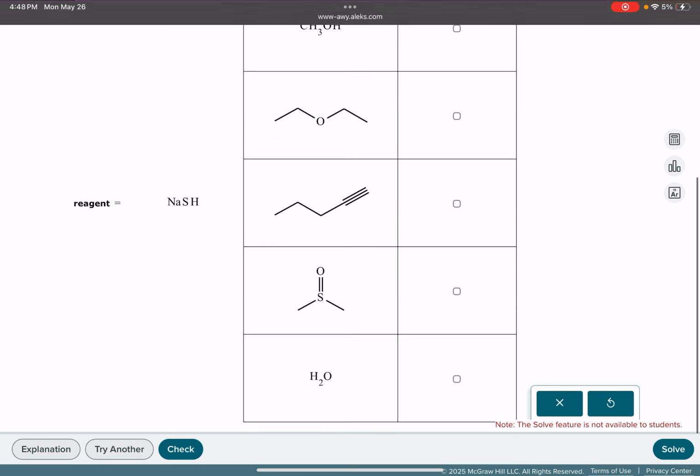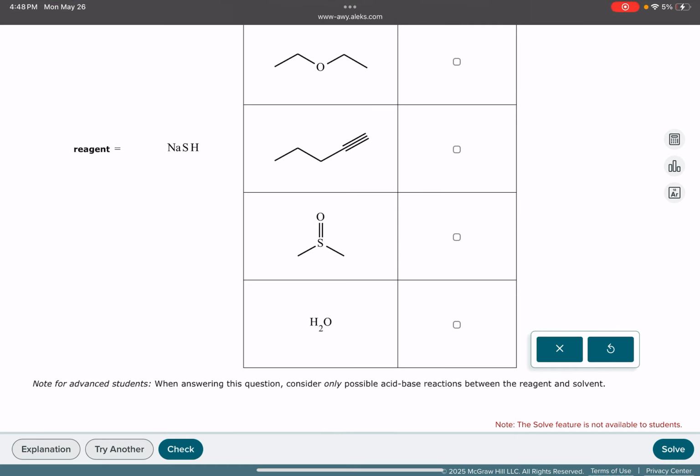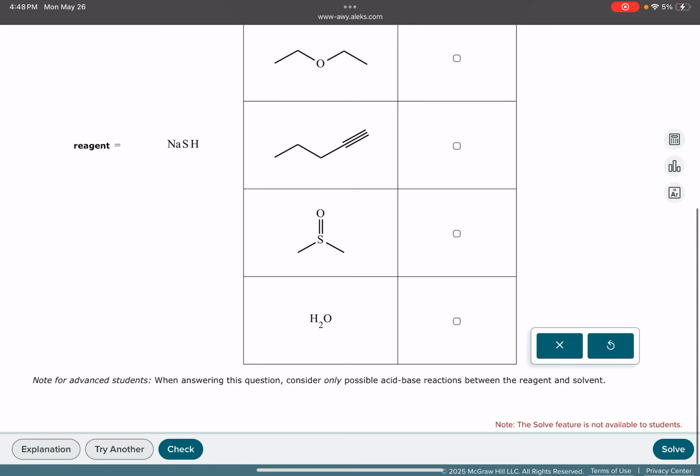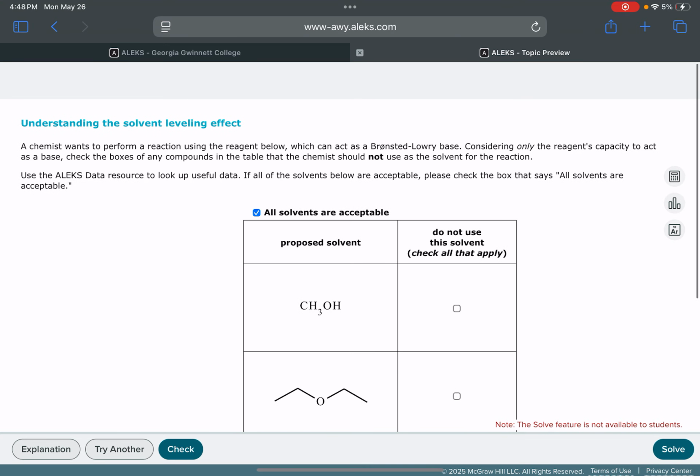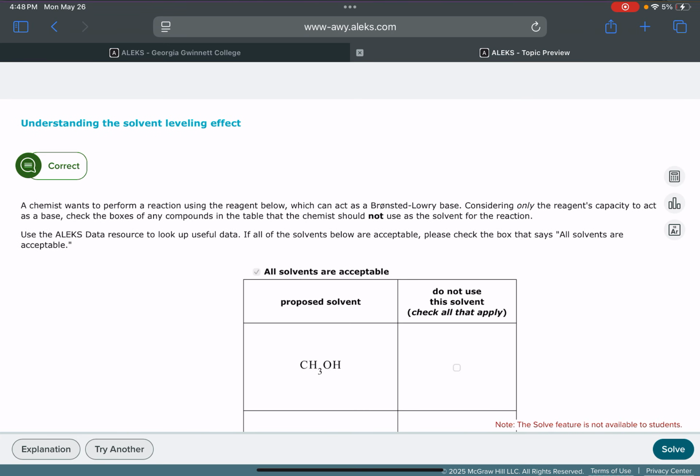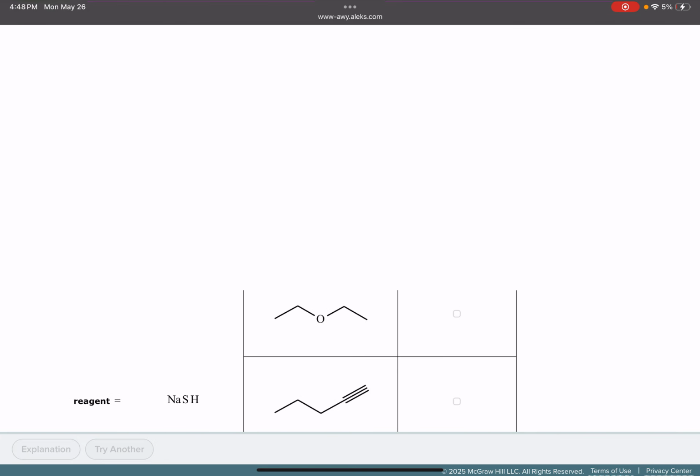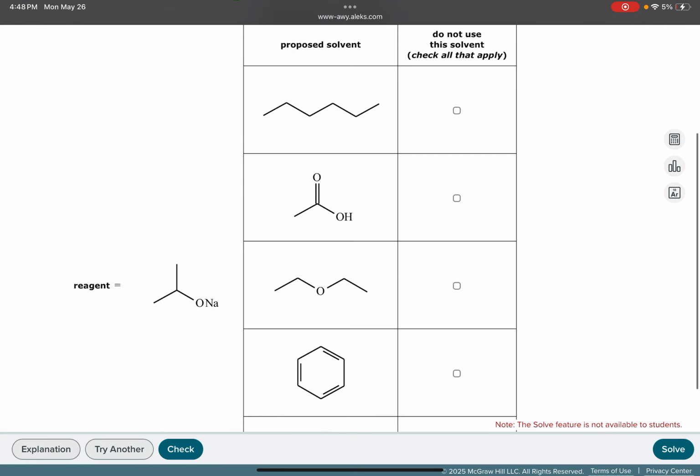We're looking for something with a pKa lower than this SH minus. Dimethyl sulfoxide, DMSO, is going to be fine because it's just hydrogens bonded to carbons. And water is about 14 to 16, so that's fine too. These are all fine. Check. I said one more, so let's do one more. This is our last one. Okay, take a look at this.